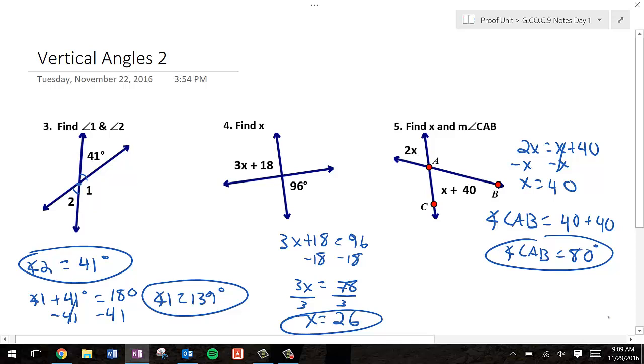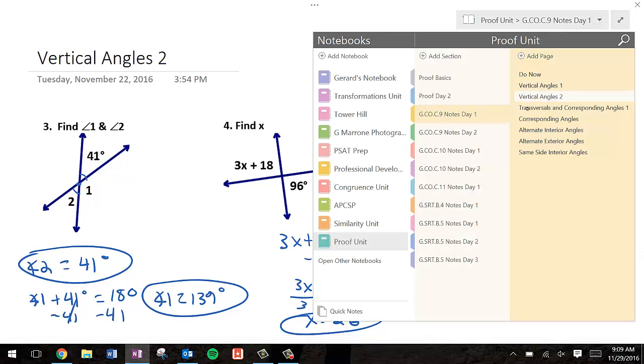All right, so now that we're back, you can see that in number 4, when I solved out, I got x equals 26. And in number 5, I had to find both x and angle CAB. So once I found x, I did remember to plug back in the angle CAB in order to find that it was 80 degrees. So that's about all there is with vertical angles.